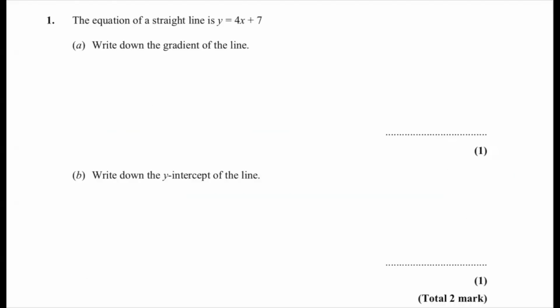Okay, so the gradient of the line is the number that is always in front of the x. So the gradient would be 4. And then the y-intercept is the number that basically is not attached to an x. So the line is crossing at 7 on the y-axis.